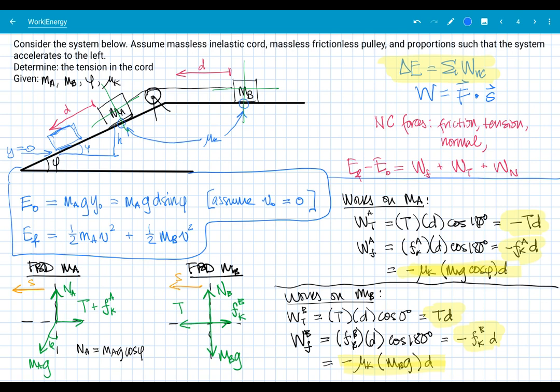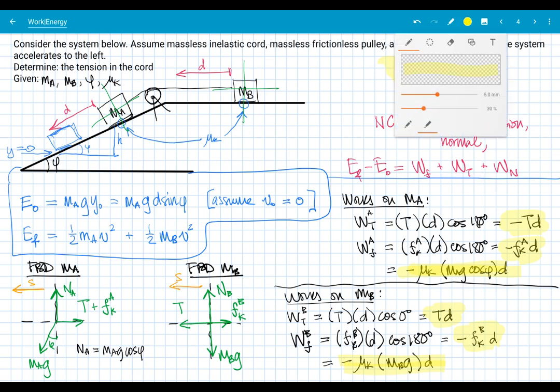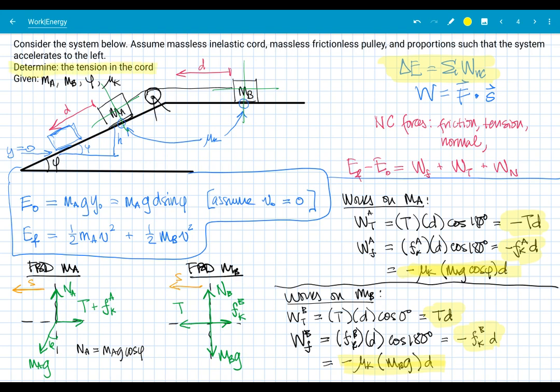If I was just looking at one block, if somebody asked me something about this one block, then the tension terms wouldn't go away. Okay, so that's a huge hint, because what are we being asked for in this problem? Might have to go back. It's been a minute. We're asked to determine the tension in the cord. So now we kind of have to decide what to do, because if we're going to sum up all these works together, that tension term is going to go away, right? So we'll lose it. And sometimes we want that if we're being asked for something else, but sometimes we don't.